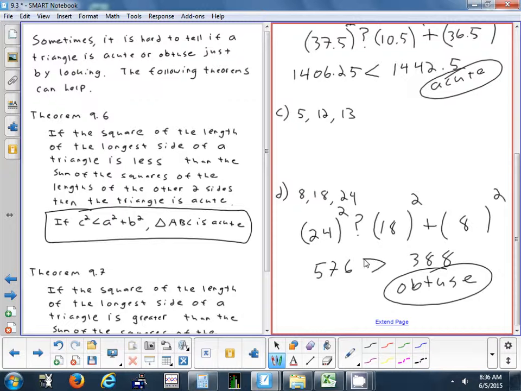Oh, I skipped C. Well, C, I'm wondering if people can figure out, because we talked about this yesterday. Yeah? It's a Pythagorean triple. The two Pythagorean triples people usually remember are 3, 4, 5 and 5, 12, 13. 13 squared is 169. 12 squared is 144. 5 squared is 25. If you add 144 and 25, they will be equal. So this is a right triangle.